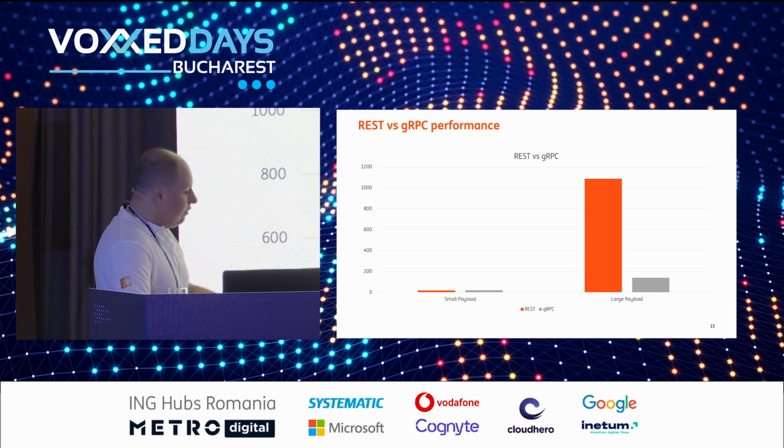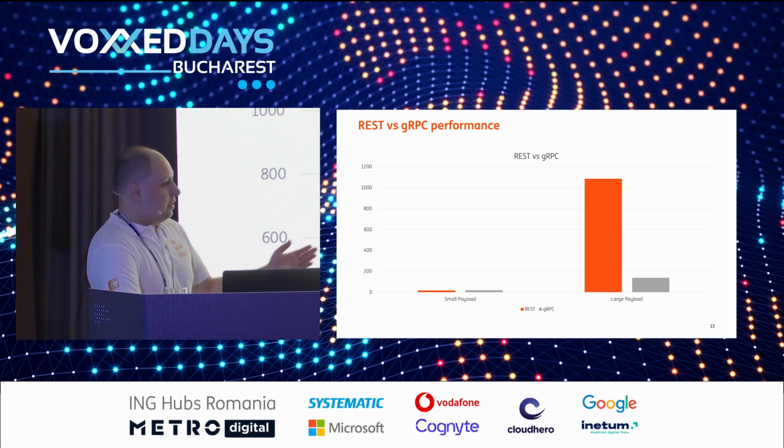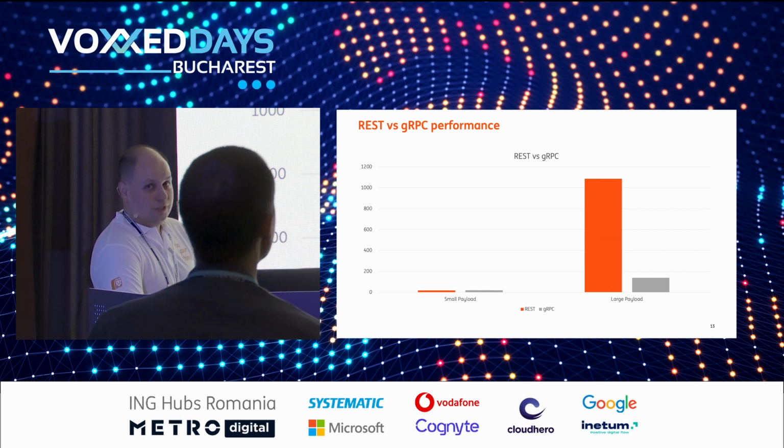As you can see, if you are using a small payload, then the performance is super great for both the REST and the gRPC APIs. It's, I don't know, under 100 milliseconds, so it's pretty fast. But on a large payload, what we did was to send 4 million trades across the network, which is quite a lot.